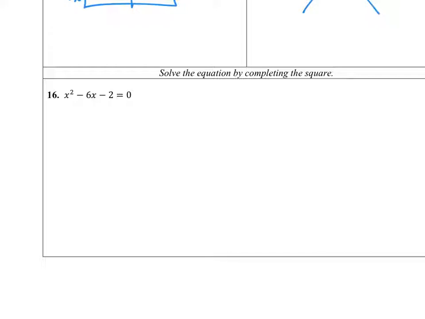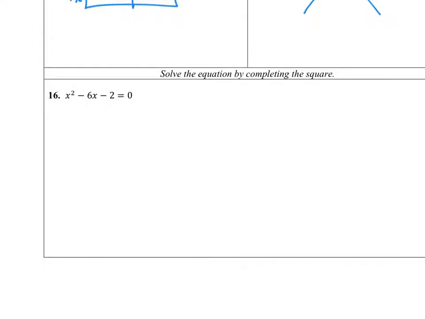Okay, here we want to solve by completing the square. Okay, so just like we've done in class, identify your A, B, and C. So remember, when we're completing the square, you got to identify your A, B, and C. A is 1, B is negative 6, C is negative 2. And we'll have all the formulas for you. There should be on here, actually, I think somewhere.